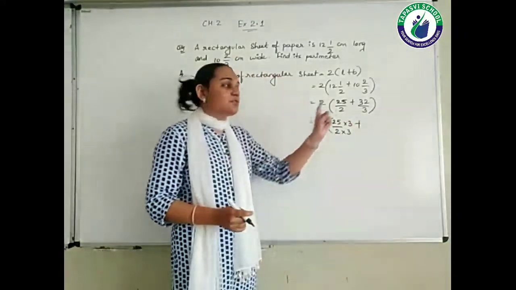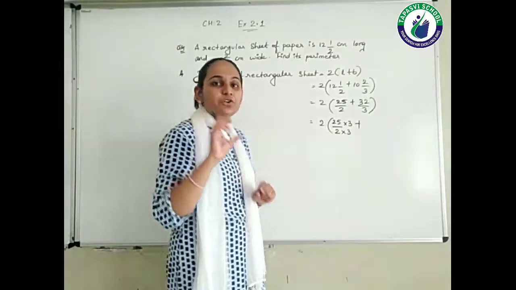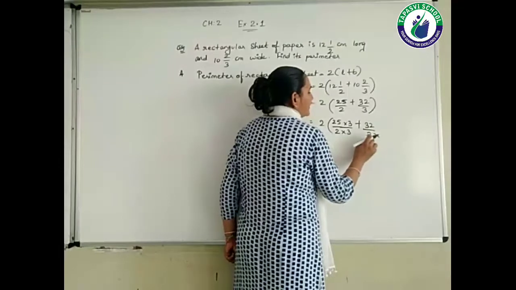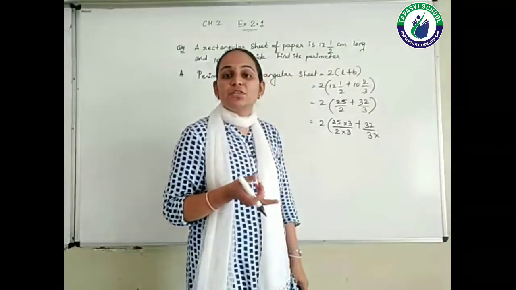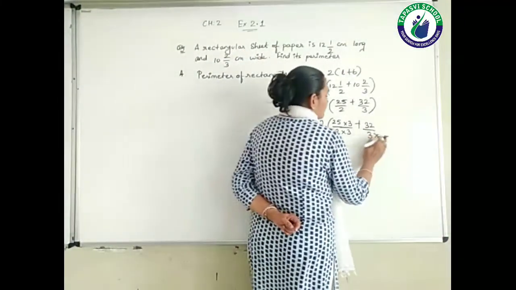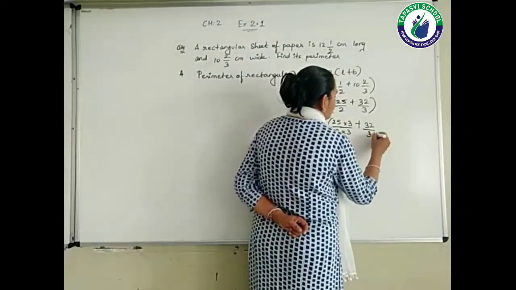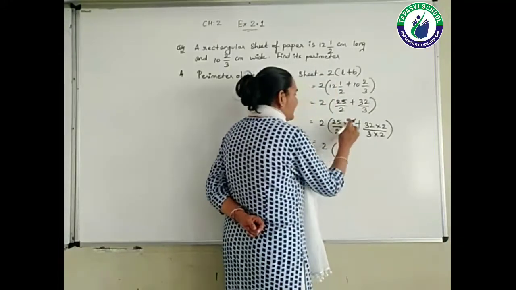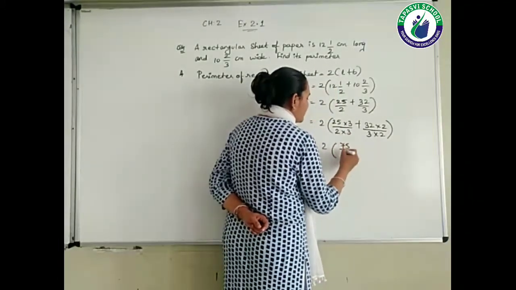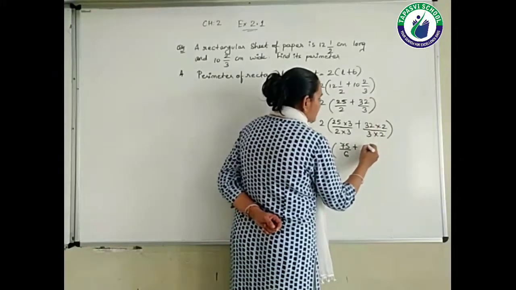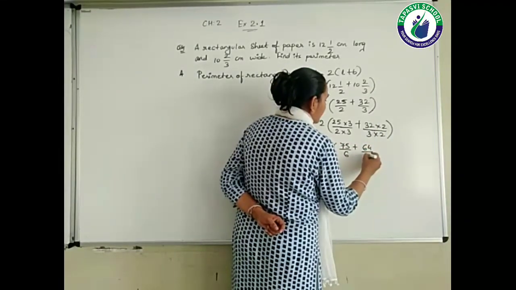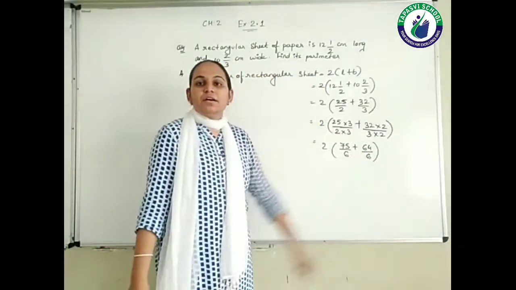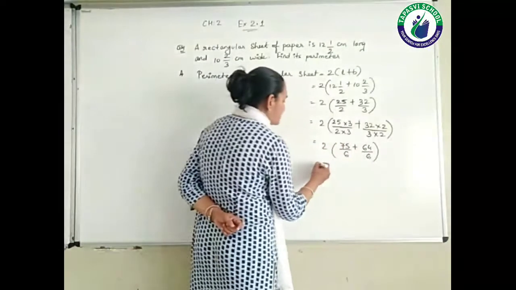Is it clear, students? Now just to see the next fraction, that is 32 by 3. Which number will I multiply with the 3 to get 6, students? That is 2. So here I am writing 2, right? So 25 3s are 75, and 2 3s are 6. 32 2s are 64 upon 6, right? So now let's see the addition of these two fractions.